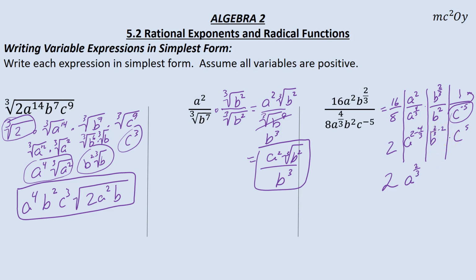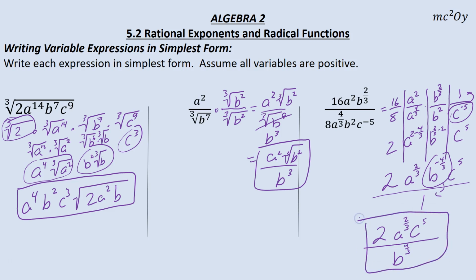2/3 minus 2 is negative 4/3 there. That's b to the negative 4/3. And then c to the 5th. That means my solution, if I think of that over 1, this piece is just going to move down. I'm going to have 2a to the 2/3, c to the 5th, over b to the 4/3. Makes it a little less intimidating if you have 4 different problems there.